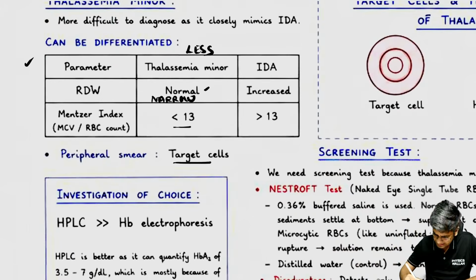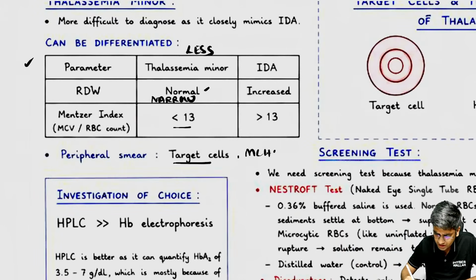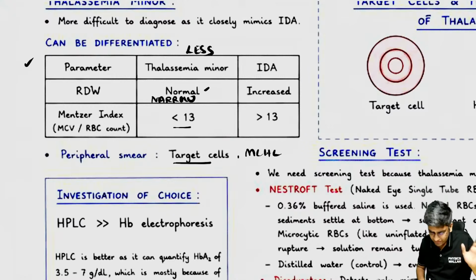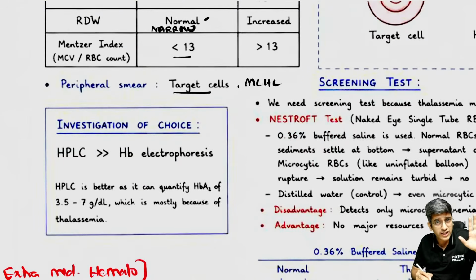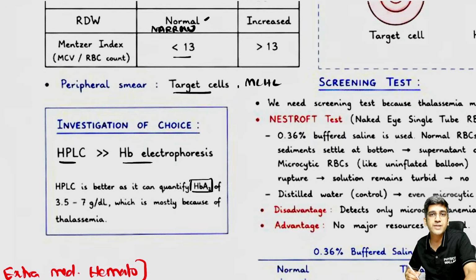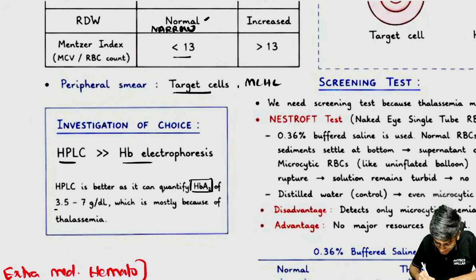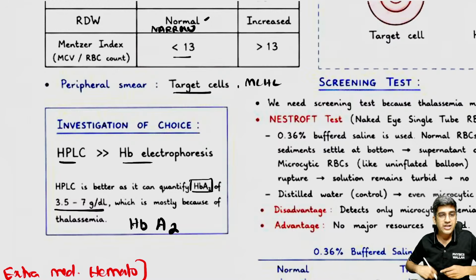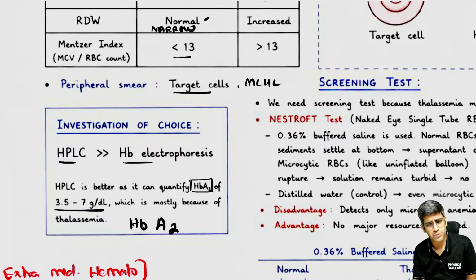Only target cells. Yes, by default, I'll see microcytic hypochromic anemia, poikilocytosis, everything, right? Investigation again for Thal minor, HPLC is better than hemoglobin electrophoresis. And the most important thing is HbA2 levels. The moment you see HbA2 anywhere between 3.5 to 7, mostly it will be more than 4 only, right? If you see HbA2 of 3.5 to 7, you think of a Thal minor. That's diagnostic. HbF will not be elevated.